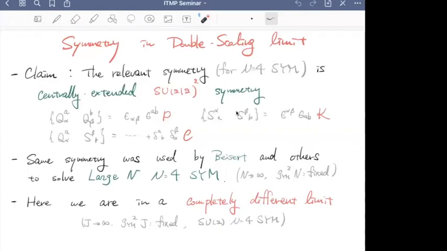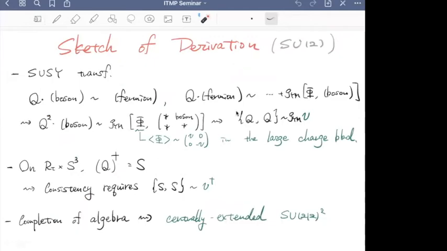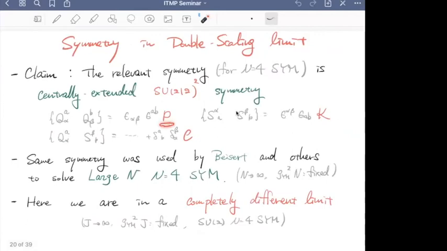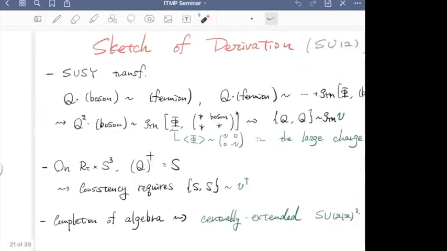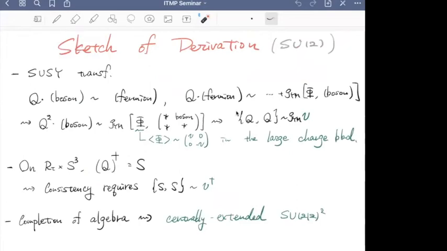But let me first comment that the same symmetry was actually first used by Beisert in the analysis of large N, N=4 super Yang-Mills, which is N equals infinity and g_YM squared N fixed. But here we are in a completely different limit, which is the large charge double scaling limit. But still, we see that the same symmetry actually plays an important role. So let me give you a very, very brief sketch of the derivation, of why we expect this symmetry, especially this central extension, to appear in this limit. And the derivation is actually very simple.